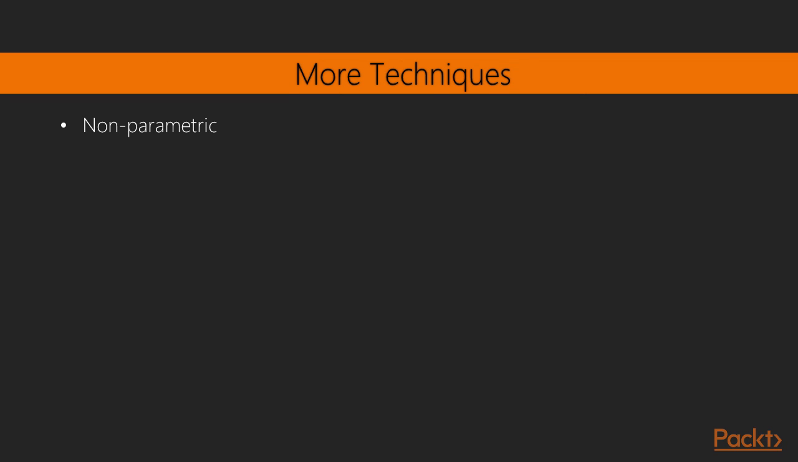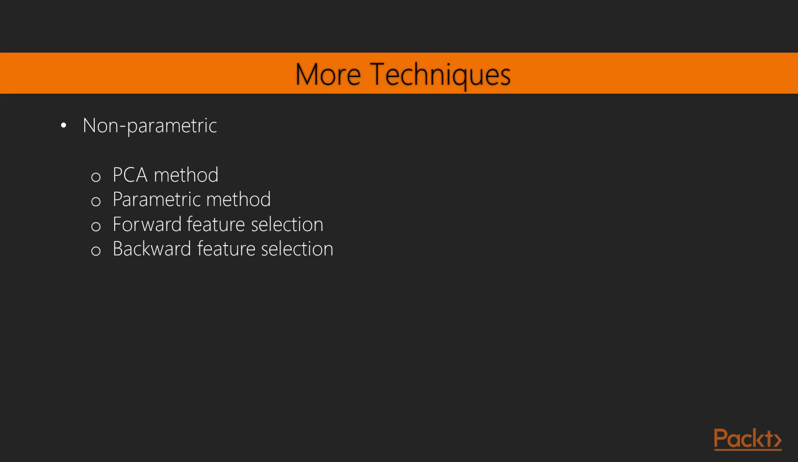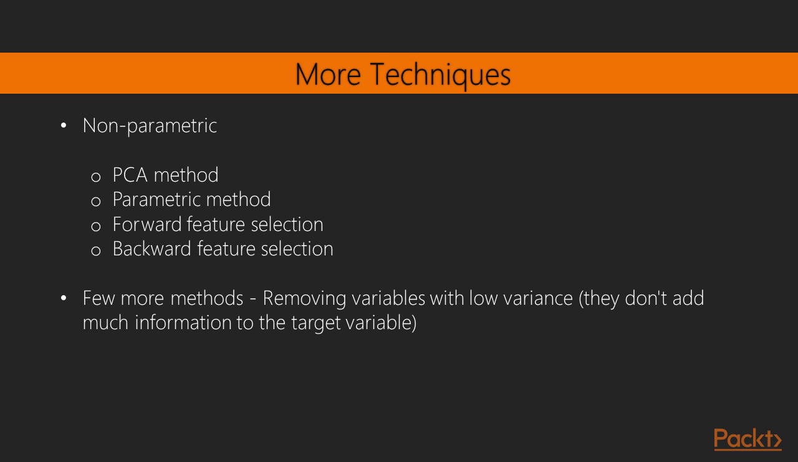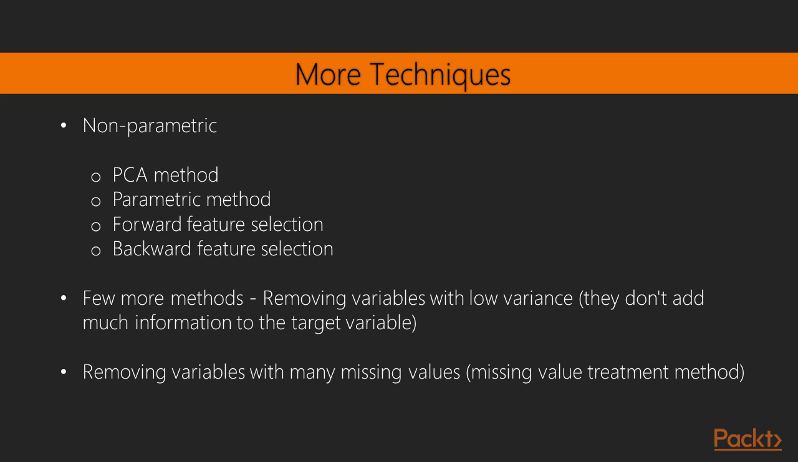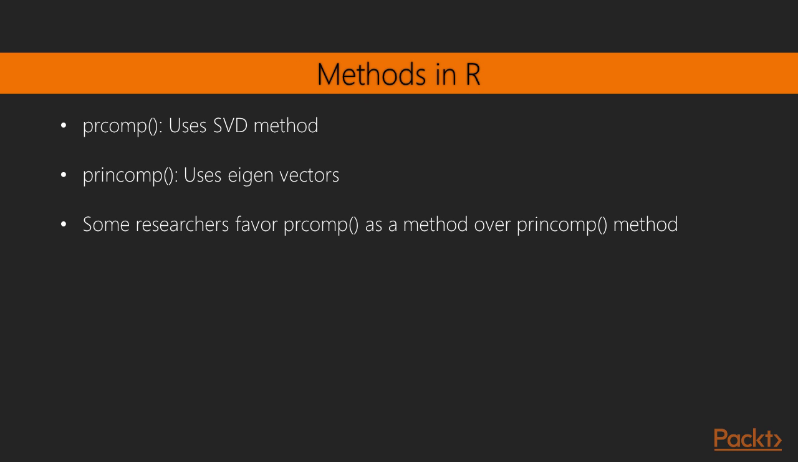The techniques generally used in data mining literature to reduce the data dimensions are the non-parametric PCA method, and the parametric methods, forward feature selection and backward feature selection. We're going to discuss these methods in detail with the help of a dataset using the R programming language. Apart from these techniques mentioned earlier, there are a few more methods, but not that popular, such as removing variables with low variance, as they don't add much information to the target variable, and also removing variables with many missing values. The latter comes under the missing value treatment method, but can still be used to reduce the features in a high-dimensional dataset. There are 2 methods in R, PRComp and PrinComp.